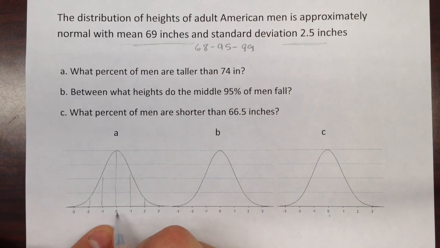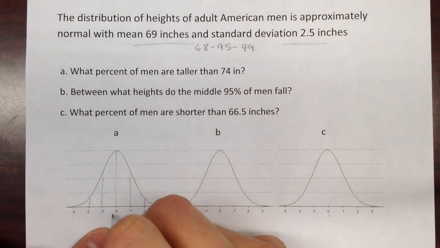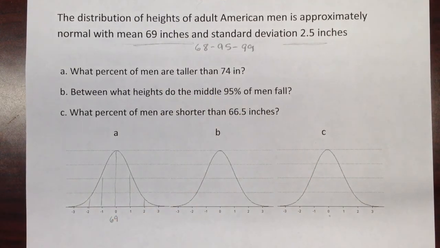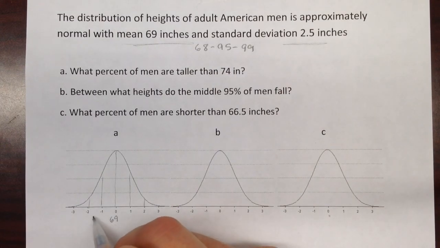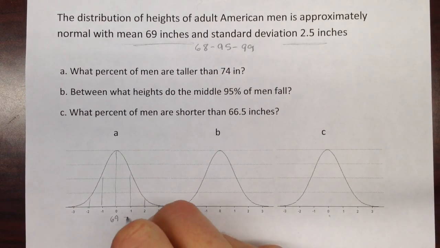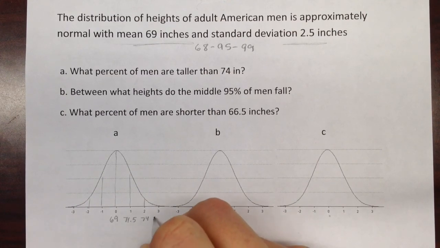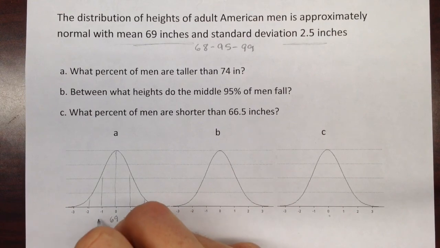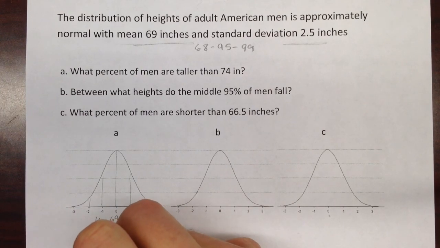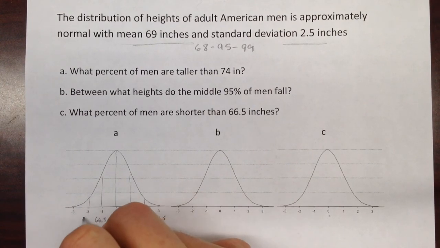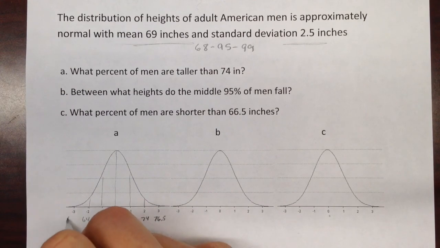So the mean goes in the middle. The mean, 69 inches, in the middle, and then you add 2.5 inches going to the right, and subtract 2.5 inches going to the left. So put those amounts in. That's 71.5, 74, and 76.5 inches. And then over here, this way would be 66.5, 64, and 61.5 inches.